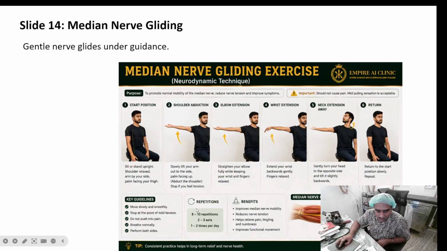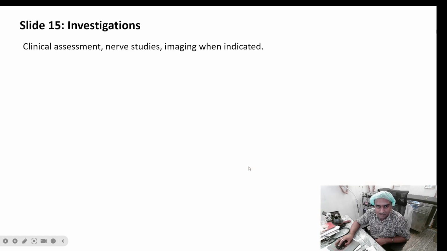So the guidelines are: move slowly and smoothly. Stop at the point of mild tension. Do not push into pain. Breathe normally. Perform both slides.